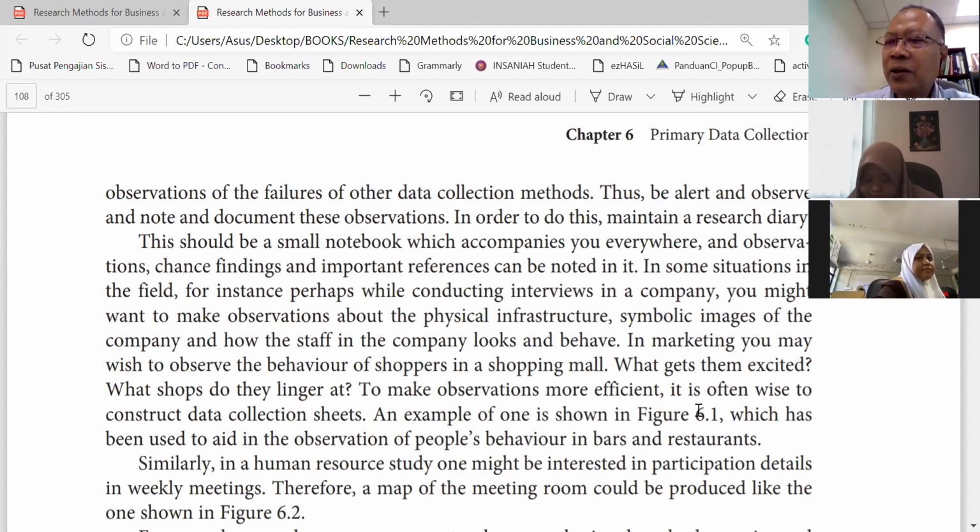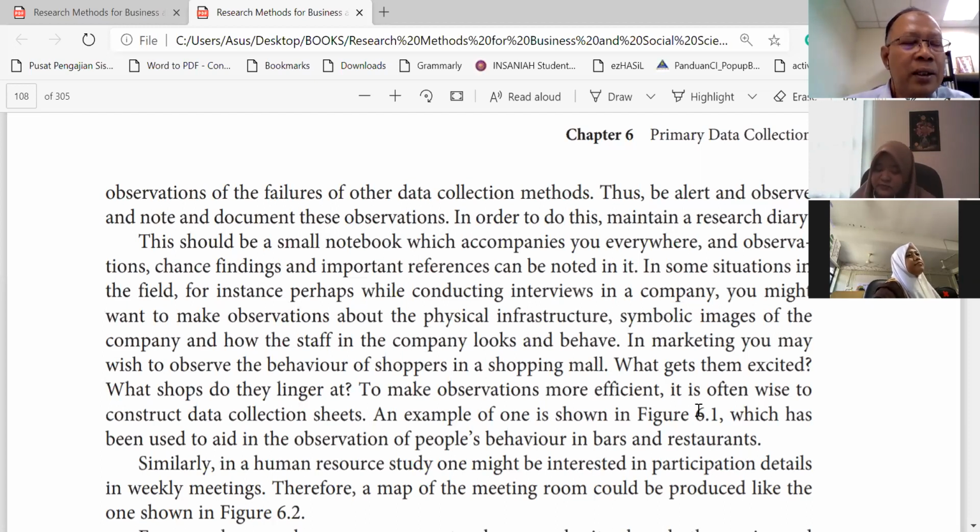Kalau pekerja kilang tu tahu dia researcher, tentulah mereka akan apa ni? Mereka akan ubah behavior. Tentulah dia akan buat perangai yang elok-elok kan.